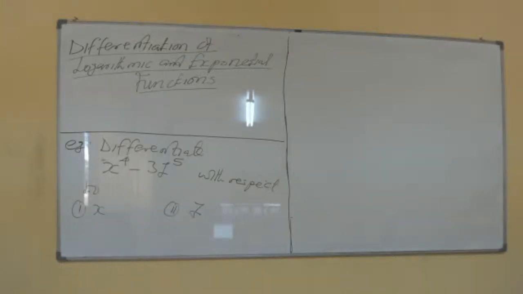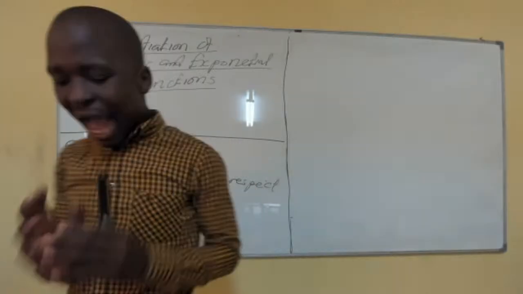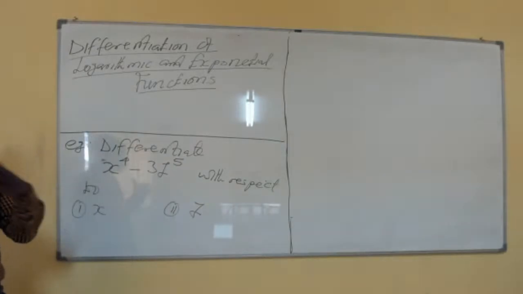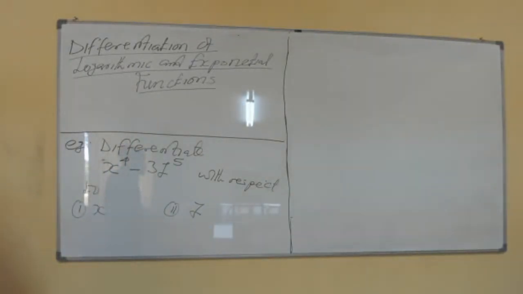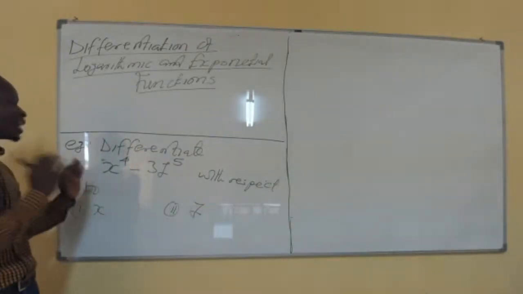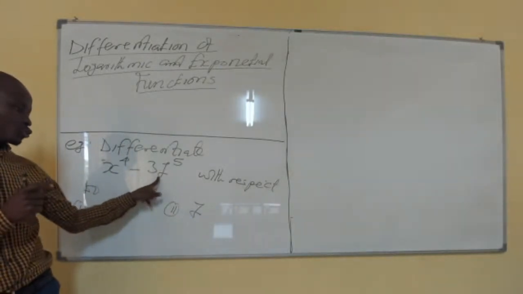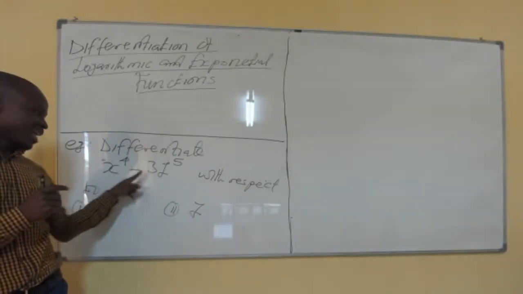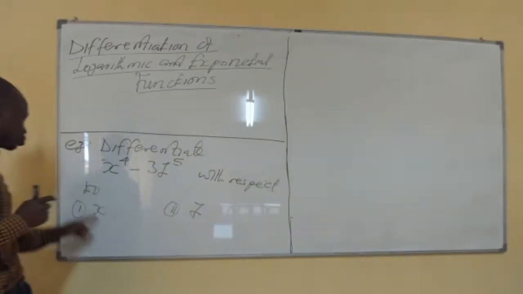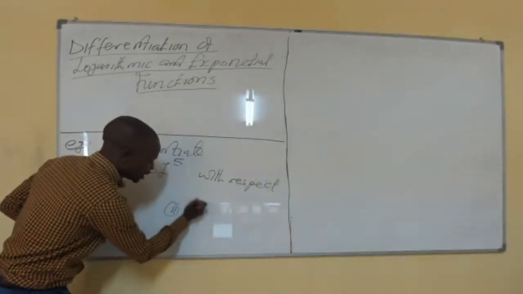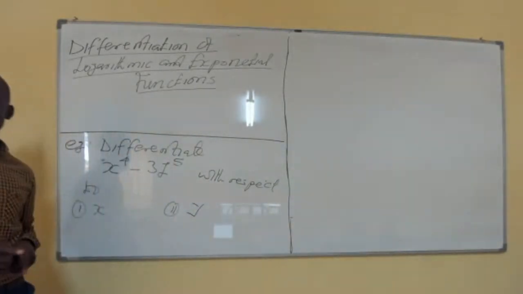Okay, now let's look at this. The question here is, how can I know that under this part I should differentiate implicitly, and under this part I shouldn't? These are the scenarios that you're supposed to understand. We differentiate the function x to the power 4 minus 3y to the power 5. The first part is with respect to x, the second part we are going to differentiate with respect to y.